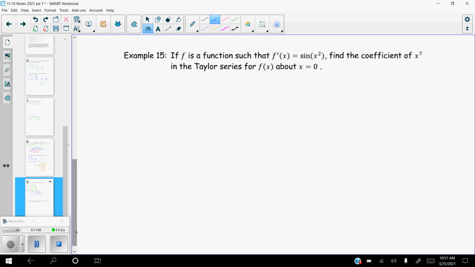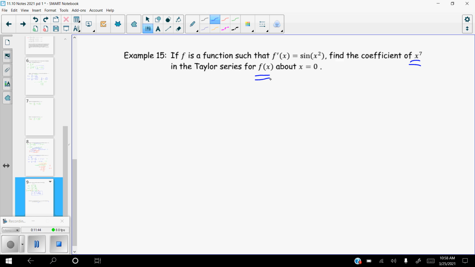All right, so if f is a function such that f prime is defined as sine of x squared, find the coefficient of the x to the 7th term in the Taylor series for f of x about x equals 0. So again, it says Taylor series about x equals 0. It's a Maclaurin series, but it's still defined the same way. So the center is 0. We want to find the coefficient of the x to the 7th term for f of x. They didn't give us f, they gave us f prime. Okay, and that means we're going to eventually have to get back to f of x.